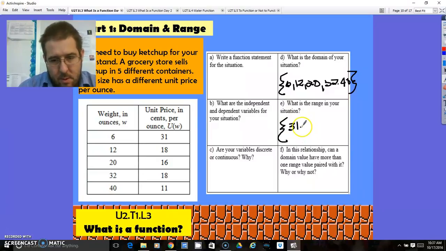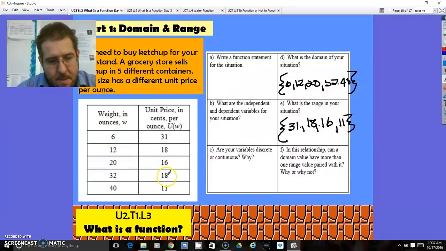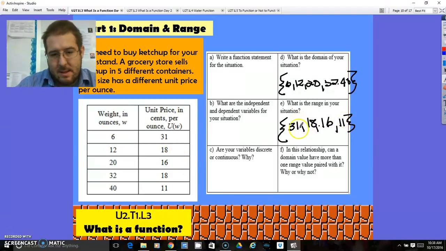You don't have to put them in order. If you do, that's great. 18, 16, and 11. Now you might be wondering, why didn't I write that 18 twice? Because it repeated. The point of a range is a list of all the possible answers, not a list of all the answers as they're given. So you don't want to repeat things because we already know it's a possible answer. If you write it twice, then what's the point of that?